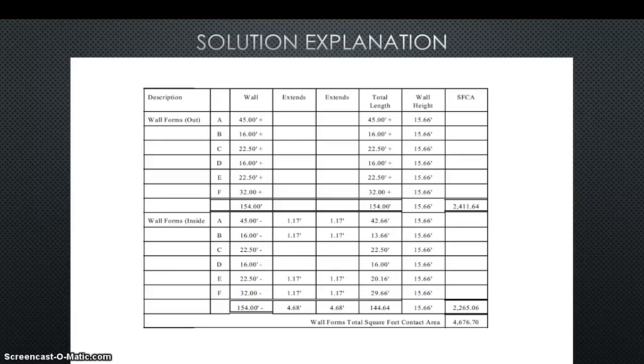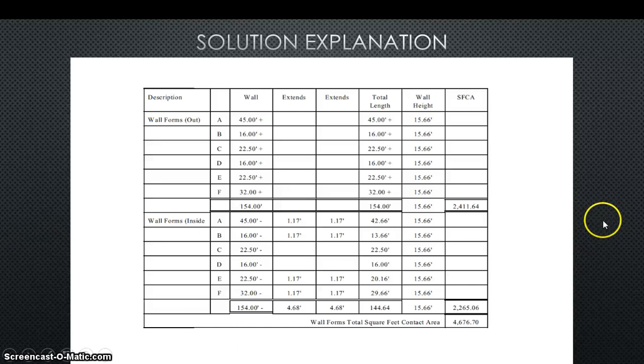So here's what the book shows us for taking off the formwork. As you can see, the outside forms, very simple. We just have our total perimeter, 45 plus 16 plus 22.50 plus 16 plus 22.50 plus 32 is 154 total lineal feet, times the height of our wall, 15.67, which gives us total square feet of 2,411.64.